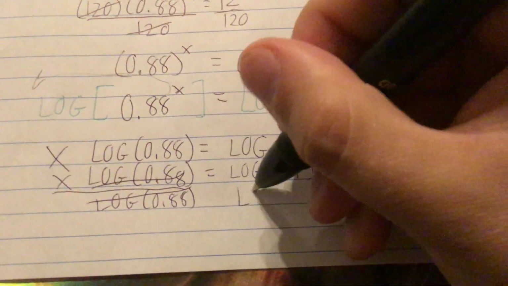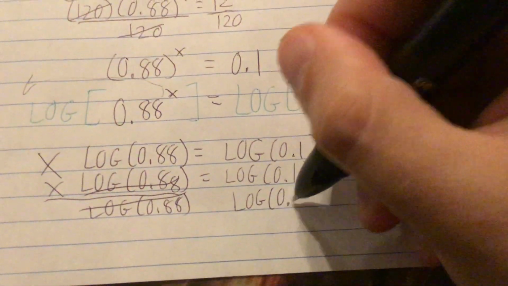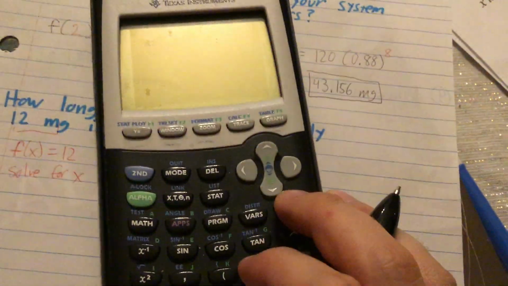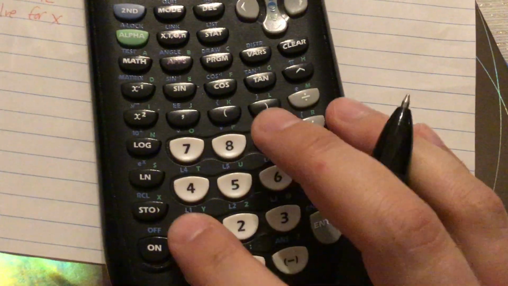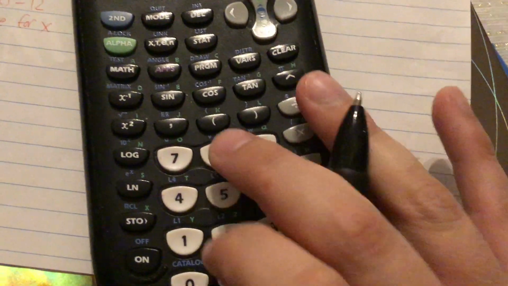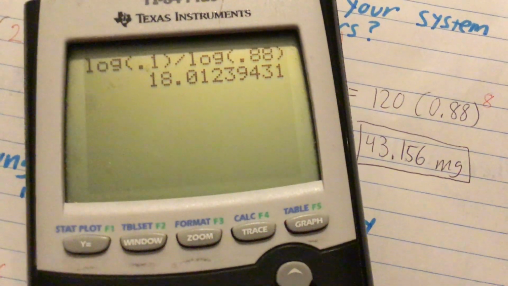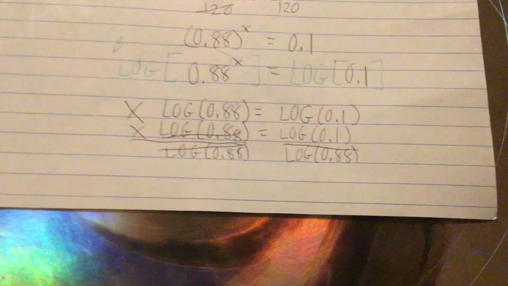Cancel out log of 0.88 on both sides. If I divide both sides, I'm going to get my calculator now. Clear. Log of 0.1 divided by log of 0.88, and that gets me 18.012.